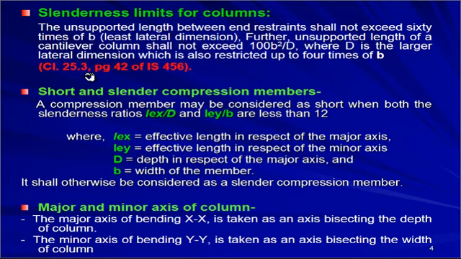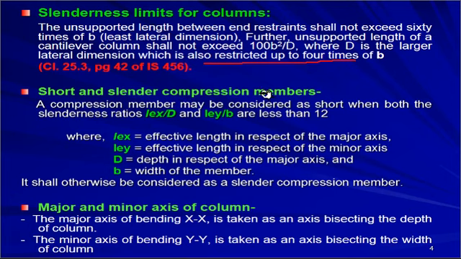Well, in IS 456 clause 25.3, the slenderness limits for columns are also given. The unsupported length between end restraints shall not exceed 60 times B. What is B? B is the least lateral dimension. And further, the second point is that the unsupported length of a cantilever column shall not exceed 100 B square by D, where D is the larger lateral dimension, and which is also restrained up to 4 times B. So this is the additional line which is given. That means the depth is restrained to 4 times B.